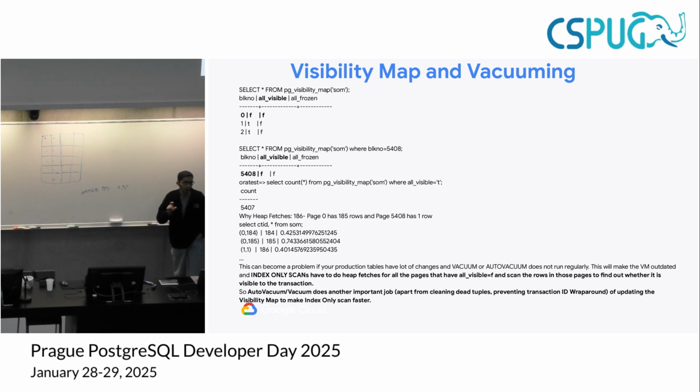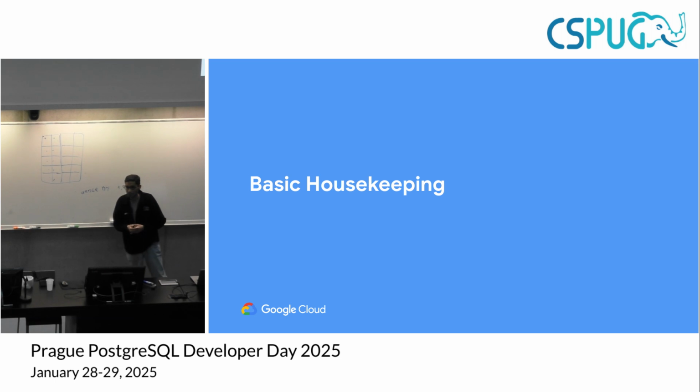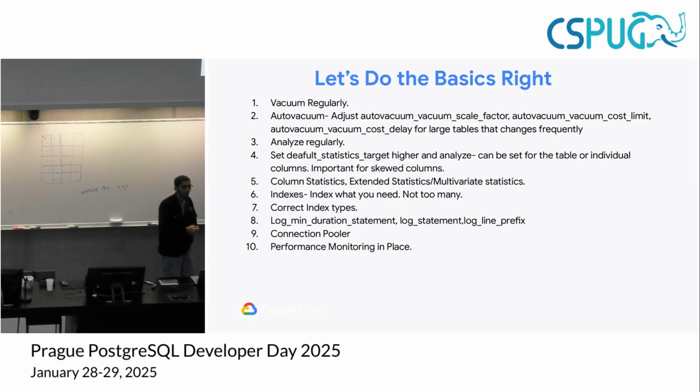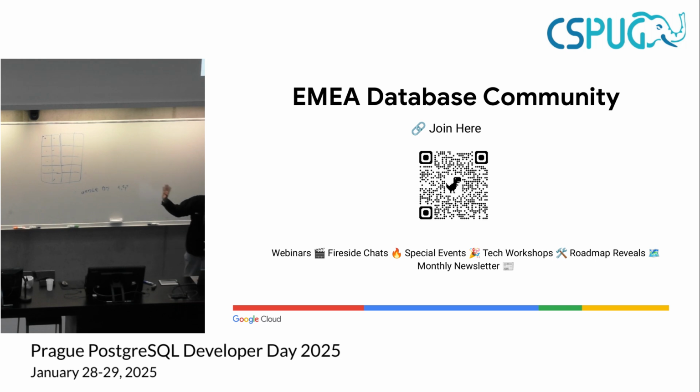If you see a lot of heap fetches, it means that your visibility map is old. So vacuuming plays an important role. Vacuuming not only helps clear dead tuples and prevent transaction ID wraparound, it also updates your visibility map. These are the basic housekeeping items, just to end it.